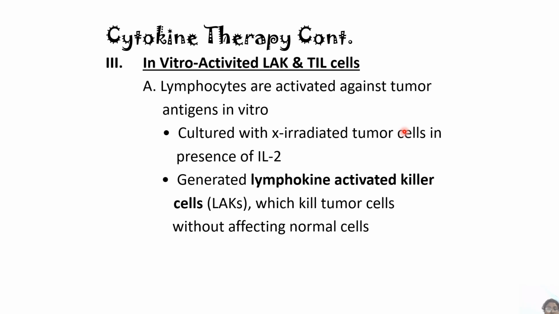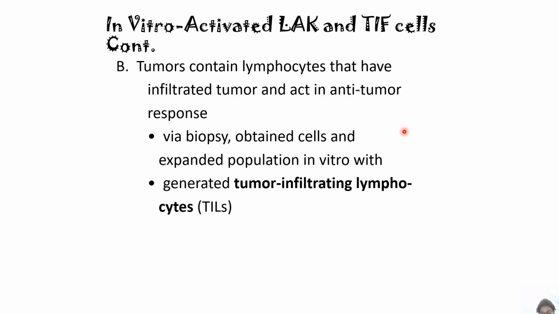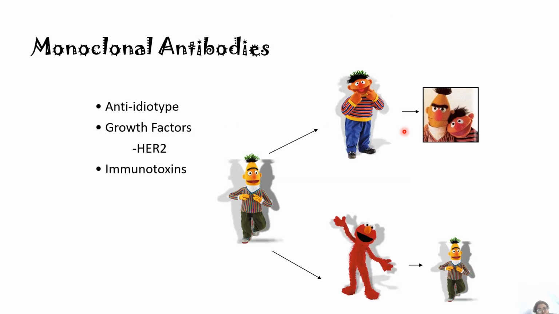Lymphocytes are activated against tumor antigens in vitro. They are cultured with X-irradiated tumor cells in the presence of IL-2. They generate lymphokine-activated killer cells, which kill tumor cells without affecting normal cells. Tumors also contain lymphocytes that have infiltrated the tumor and act in the anti-tumor response. Cells obtained via biopsy are expanded into a population in vitro, generating tumor-infiltrating lymphocytes.